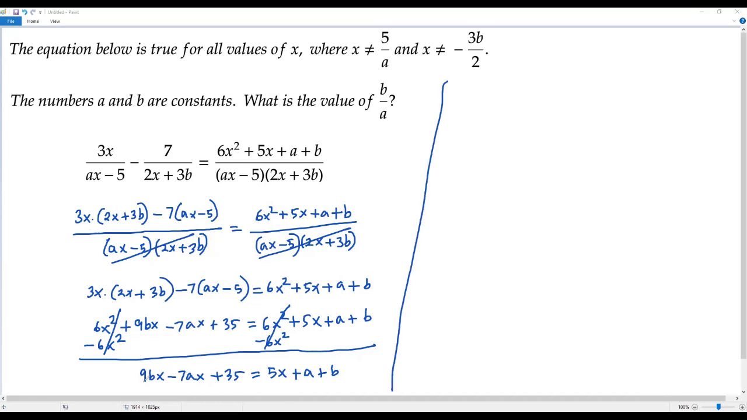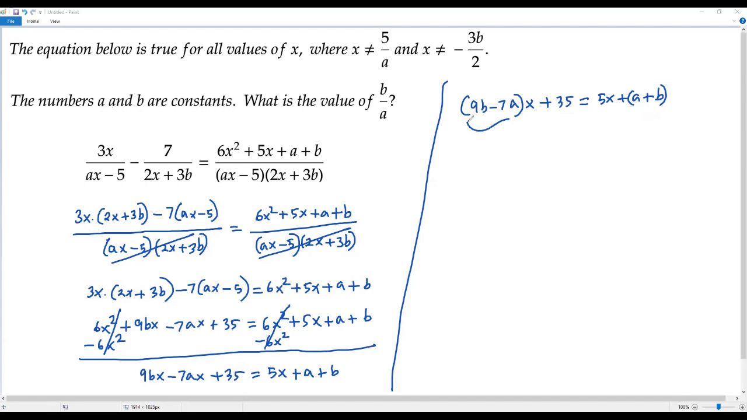Okay, now let me continue over here. From these two terms, we can factor x out because we find x in common. Okay, now let me factor x out. Then I'm getting (9b - 7a) times x + 35 equals 5x + a + b. Here we have a linear expression on the left side and a linear expression on the right side. This is an x term and this is a constant term. Here this is an x term and we have to consider this a + b as a constant term because we are told that a and b are constants.